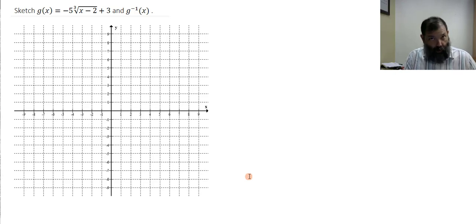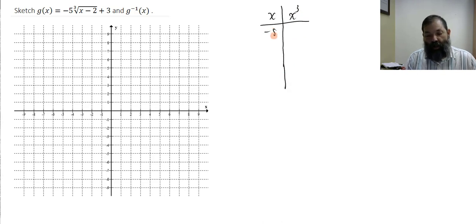All right, so for g of x, it's a cube root function, shifted 2 to the right, 3 up, and we have that scale factor of -5. And the way I always think of how to sketch transformations is I always start with some base ordered pairs for the cube root function in this case. So if I think of x versus x cubed, some nice ordered pairs there are -8, -2, -1, -1, 0, 0, 1, 1, and 8, 2.